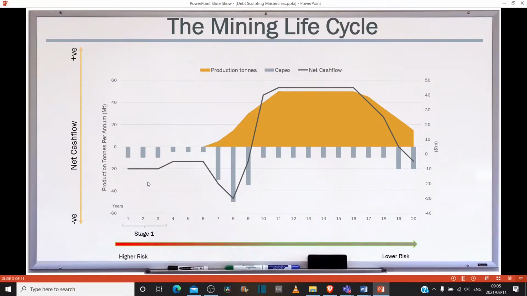Stage one, this is your exploration. It would be nice if you had a major backing you, but they will take their fair pound of flesh. They will take a significant ownership because at this stage, things are very unknown, untested, and risky. So that's stage one, mineral exploration.